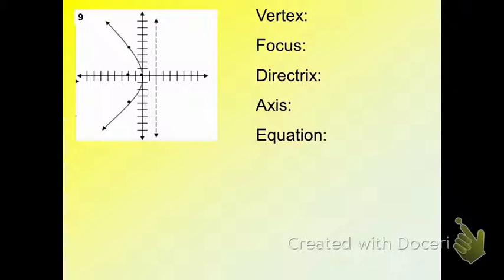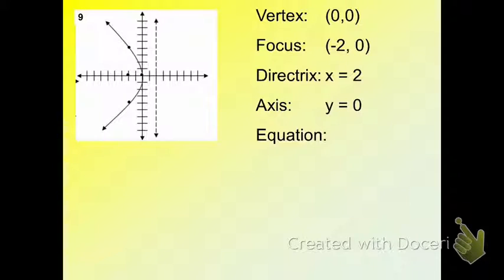Okay, so let's try to go through these next 3 a little bit quicker since we kind of got an idea of it. So looking at this, Brianna, what is my vertex? 0, 0. Holly, what is the focus? What'd you say, Holly? Negative 2, 0. Nick, what is the directrix? X equals 2. Yasmin, what is the axis of symmetry? Y equals 0.